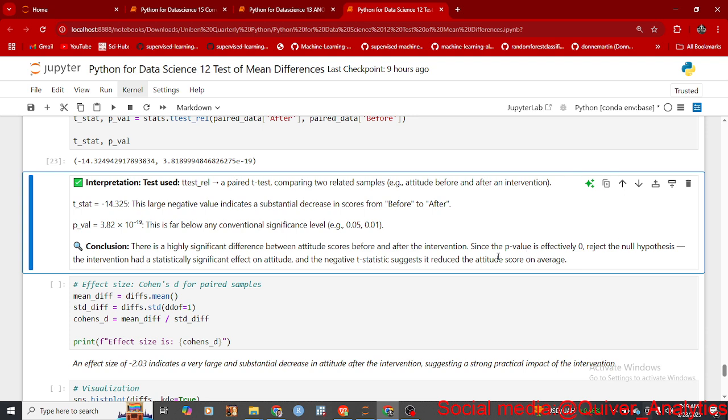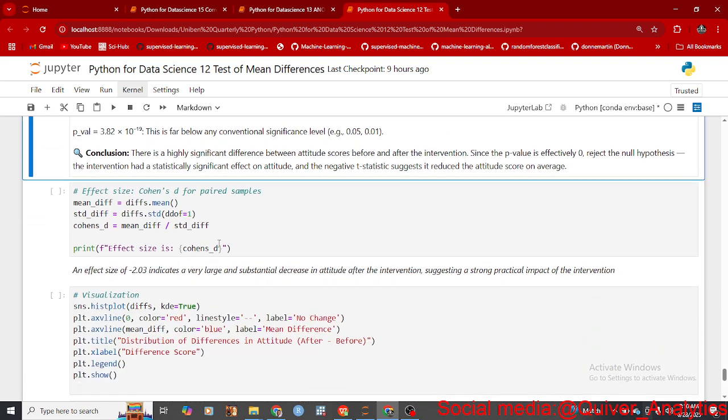All right, so we reject the null hypothesis, and we can then say the intervention had a statistically significant effect on attitude, and the negative sign suggests that it reduces the attitude score on average. So probably the attitude measured is, say, their bad attitude towards it. So the knowledge gained, that's the intervention, reduced it. That's what the minus here is saying, because what we do is after minus before in the manual calculation.